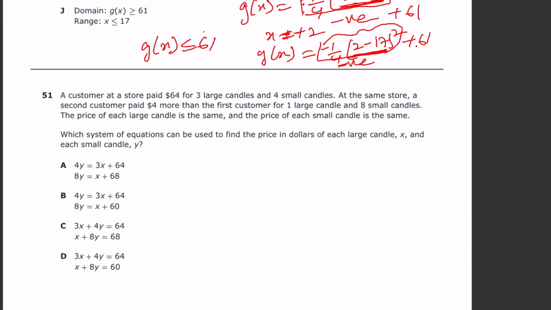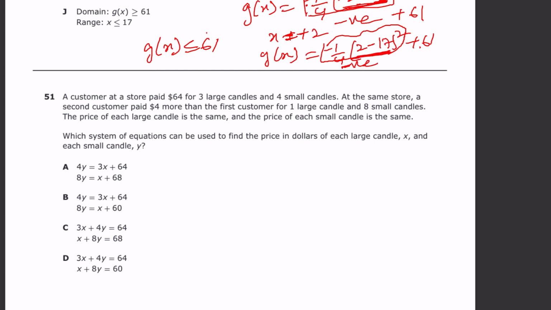Next, 51. A customer at a store paid $64 for 3 large candles and 4 small candles. At the same store, a second customer paid $4 more than the first customer for 1 large candle and 8 small candles. The price of each large candle is the same and the price of each small candle is the same. So which system of equations can be used to find the price in dollars of each large candle x and each small candle y?